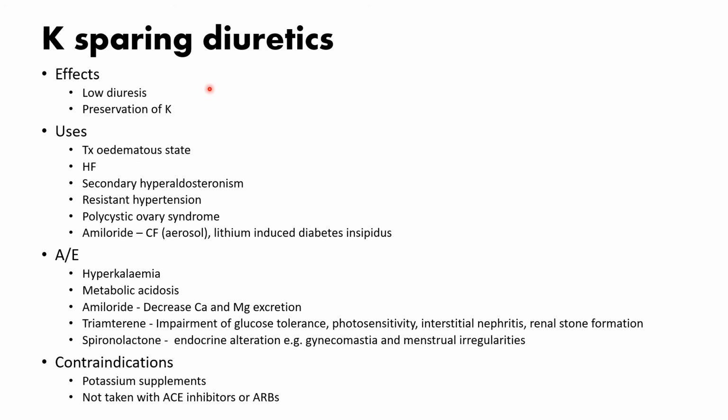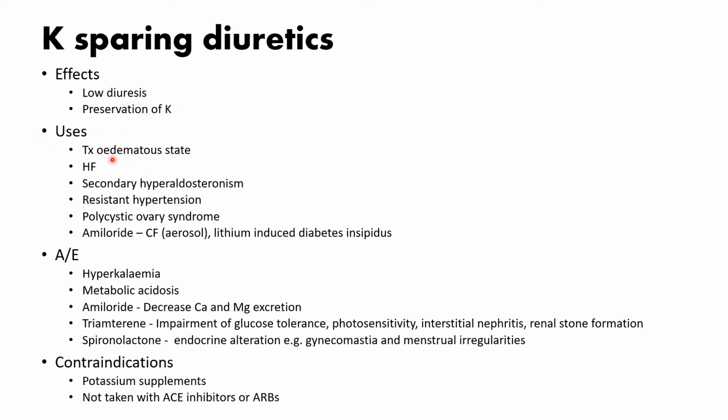Alright guys, so let's wrap up our discussion about potassium-sparing diuretics. As I said in the previous slide, they are low-ceiling diuretics, so they are not as potent as our thiazides and our loop diuretics. They encourage the preservation of potassium ions, again in contrast with thiazides and loop diuretics that get rid of the potassium ions.